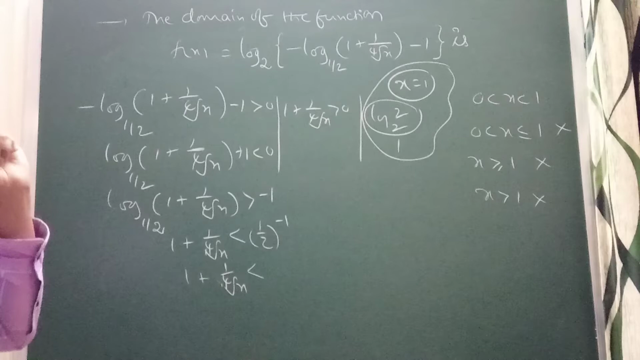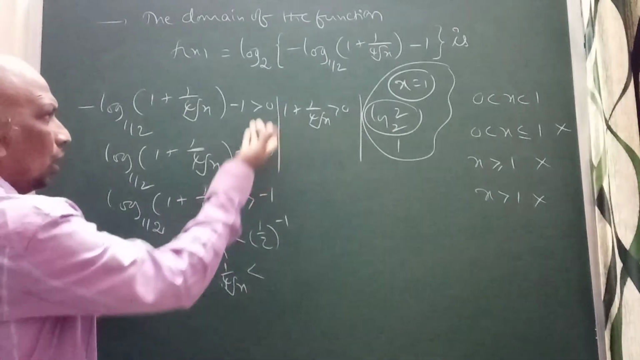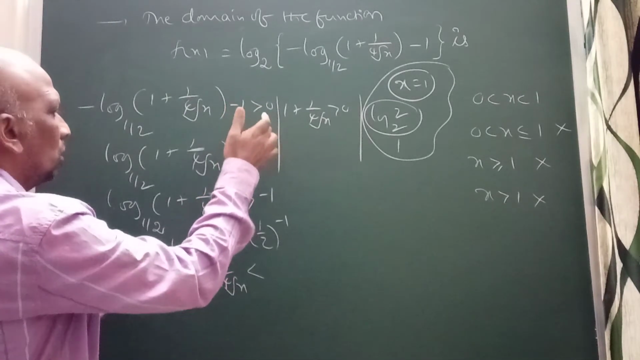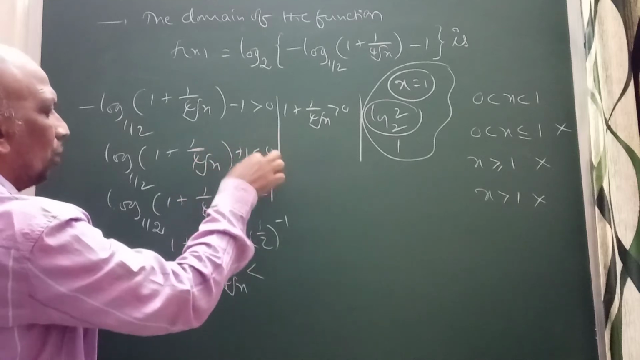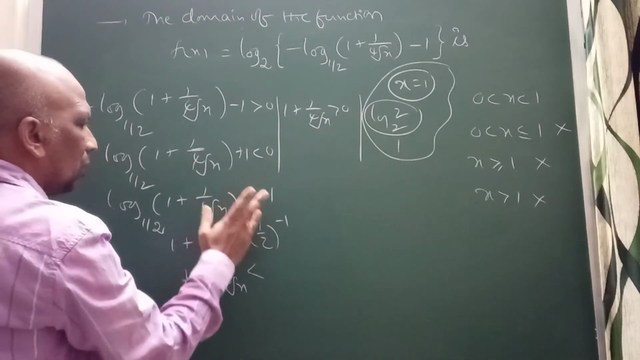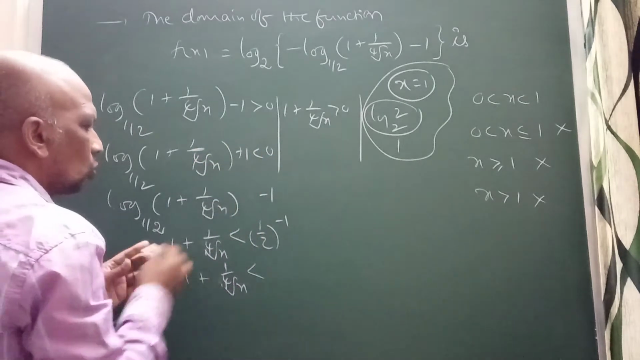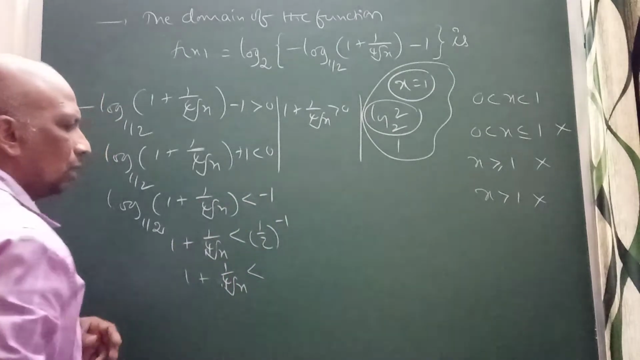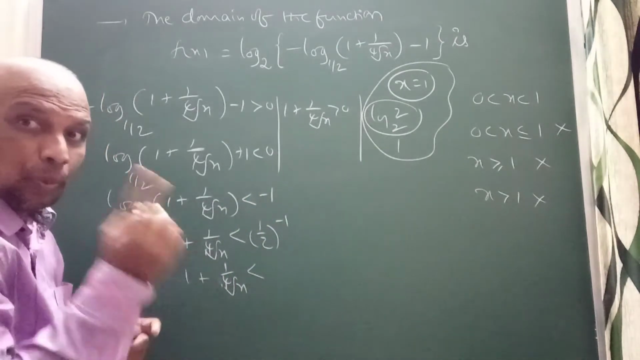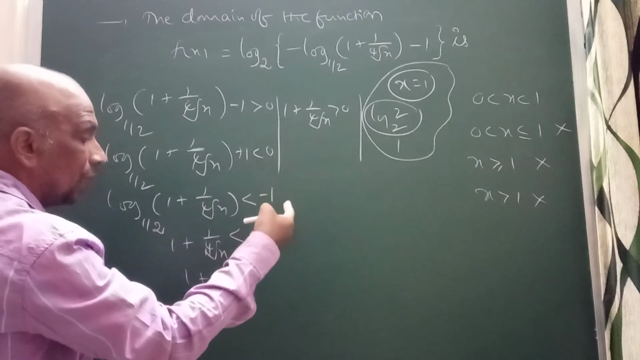Correct. I wrote a mistake here. Less than. If this is greater than 0, after multiplying, this will become less than 0. Here I just have taken, I can't change this one, right? This will be less than minus 1, right? Less than minus 1, correct? Should be careful. So this is less than minus 1.